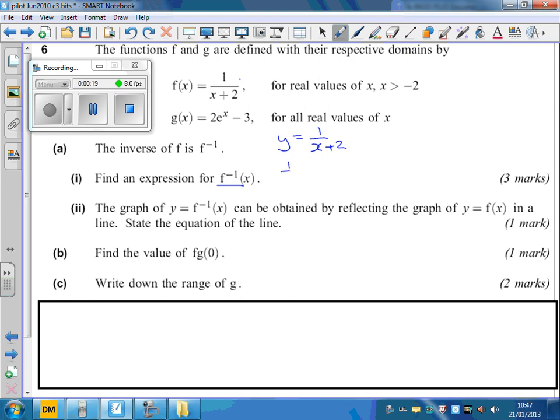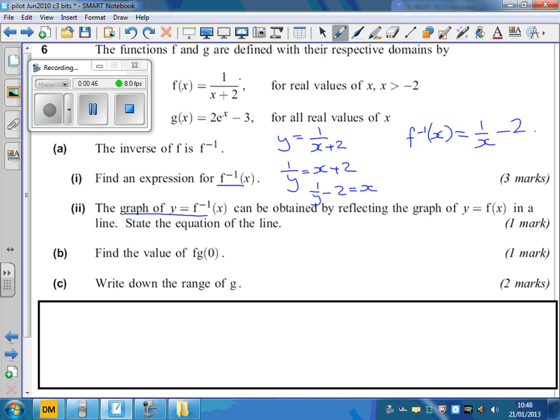Probably, actually, I don't like it. We'll just flip that upside down, shall we? Do 1 over each side, gives us that, and then we could just take away 2, couldn't we? And that gives us x equals 1 over y, take away 2. And so the inverse of f is 1 over x, take away 2. Loads of different ways of doing that, but there's no requirement to leave it in any particular form, so we'll leave it like that.